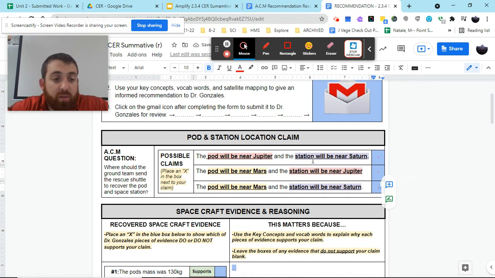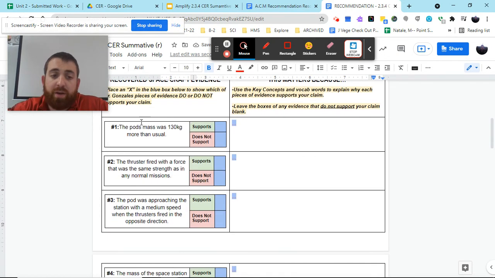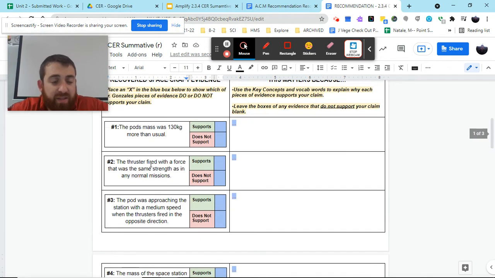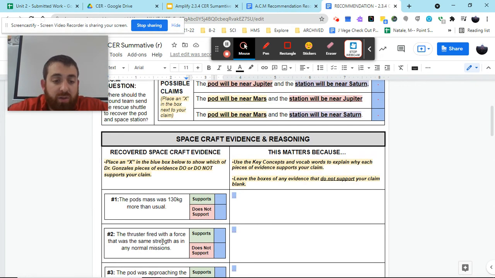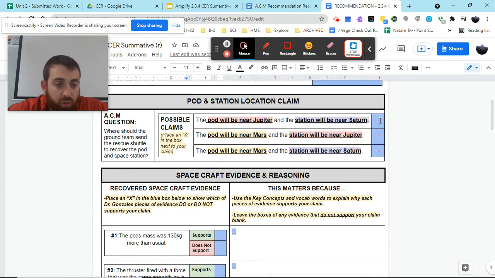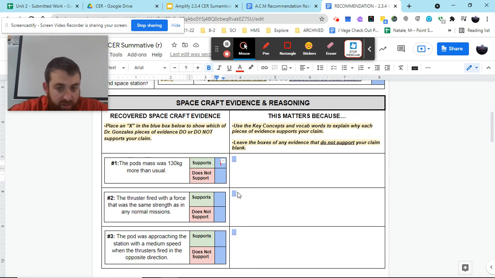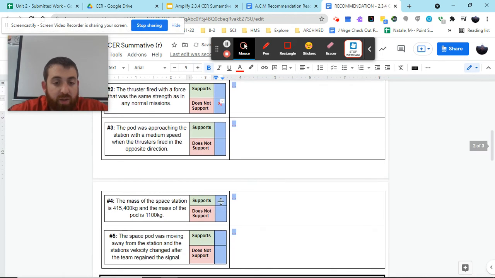After you've chosen where to send the rescue pod and shuttle, you're going to come down here and you're going to notice we have 1, 2, 3, 4, 5 bits of evidence that Dr. Gonzalez has sent you in emails throughout the entire unit regarding the pod and station. You need to decide, do these pieces of evidence help you choose your claim? Do they support your claim? If they do support your claim, you're going to put the X in the supports box. If they do not support the claim, you'll put the X in the does not. You need to mark all 5 as to whether they support or do not support your claim.